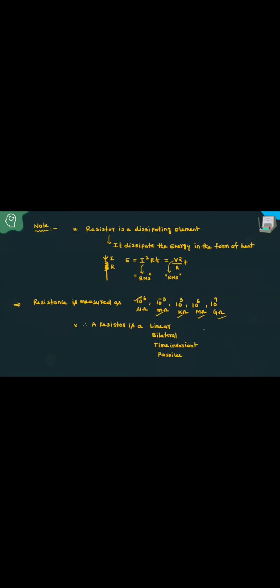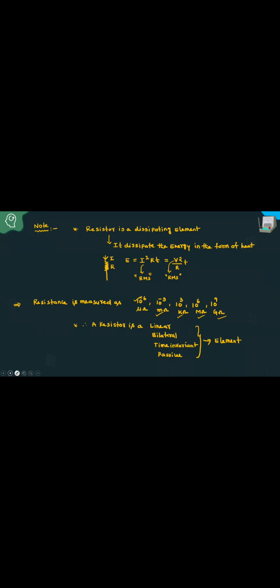What exactly is a passive element? What are active elements? What are linear elements? What are bilateral elements? What are time invariant? What are time variant elements? What is passive? What are unilateral elements? What are lumped elements? What are distributed elements? All these I will discuss later in the discussion of elements. But up to now, remember this final conclusion point with respect to resistor: a resistor is a linear bilateral time invariant passive element.